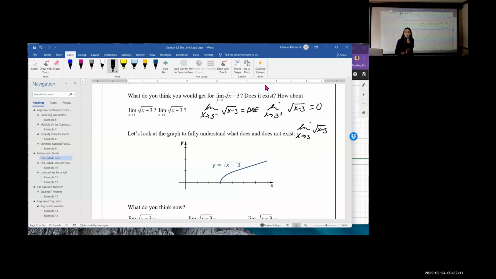But what does that mean about the two-sided limit? If I only have the limit from the right and the limit from the left does not exist, does the two-sided limit exist? No, it can't possibly exist. The only way the two-sided can exist is if both one-sided limits exist and agree. All right, so they not only have to exist, they have to be the same value.